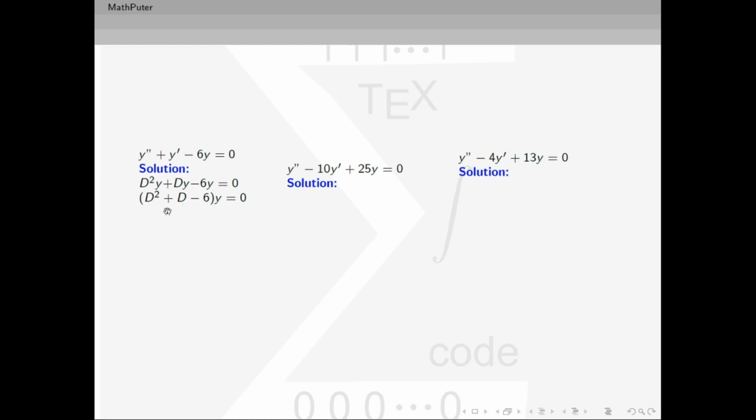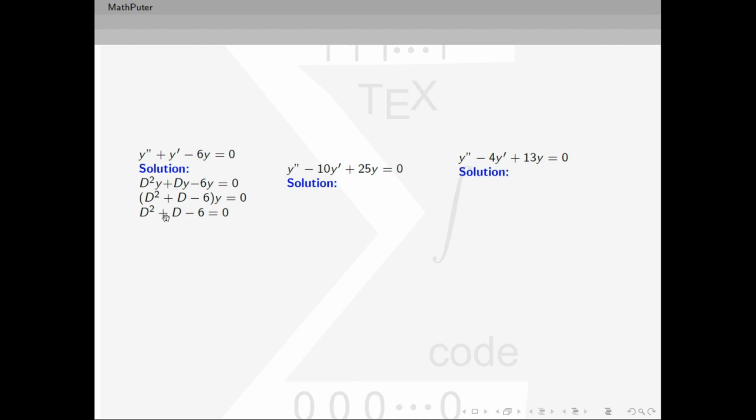But when y is 0, the system has no physical meaning, right? I mean y equal to 0 always satisfies this equation. The derivative of 0 is 0, the second derivative is 0, so 0 plus 0 minus 6 into 0 is always equal to 0. But we are interested in what happens if y is not equal to 0. So when y is not equal to 0, we have D square plus D minus 6 equal to 0.